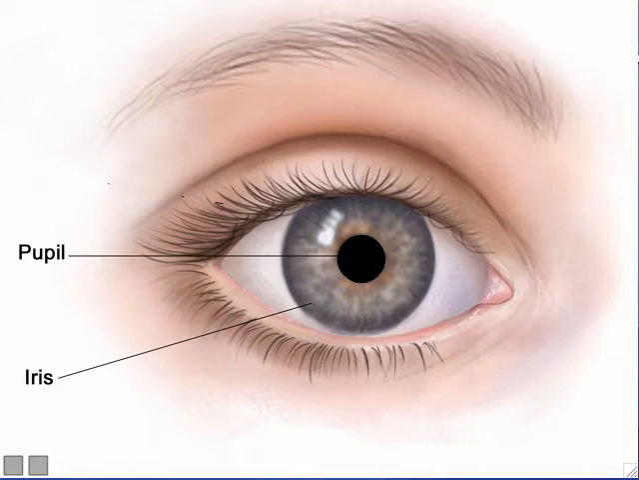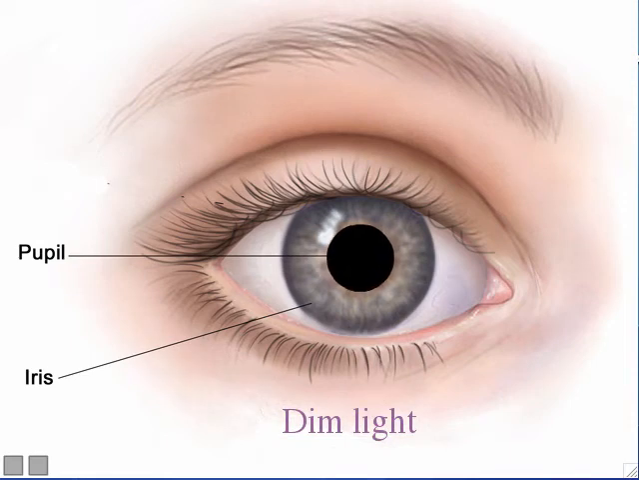Just as an example, imagine that it's very dim. Maybe it's nighttime and you want to go for a walk around your neighborhood at night. Well, you need to let in as much light as possible into your eye under dim conditions. And so the smooth muscles of your iris contract in a way to make your pupil as large as possible so you can see more under those dim light conditions.